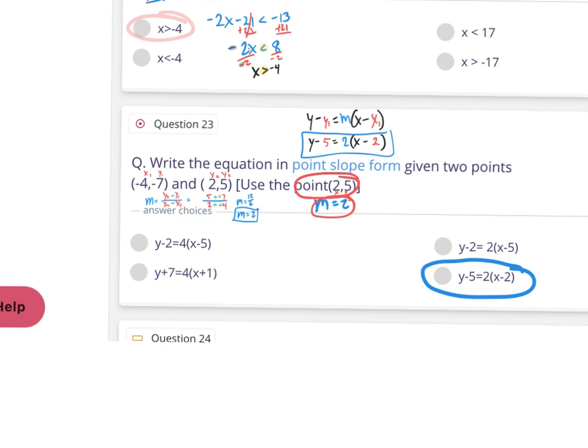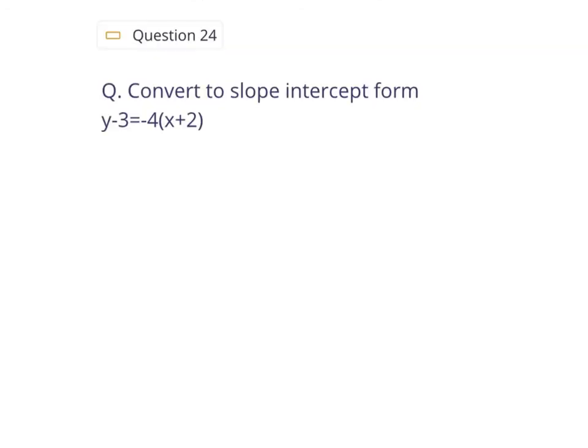Last question, number 24. Convert to slope-intercept form. Obviously, this is in point slope form. Y minus y1 equals m parentheses x minus x1. But they want it in slope-intercept form, which is y equals mx plus b. They want y equals mx plus b. In other words, they want y by itself. And right here, y is not by itself.